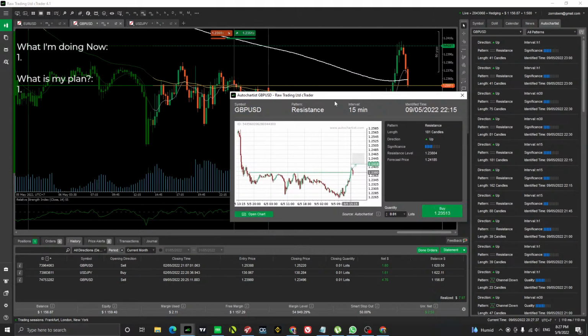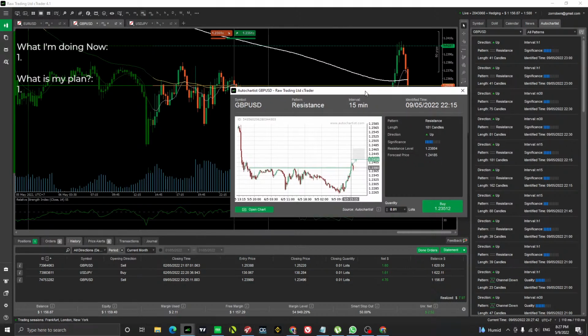So I'm looking at my window here. You can see from my screen that I opened auto chartist. You can see in the 15-minute, the identified time was 10 o'clock, which is the auto chartist server time. So I have to figure out what time it is. For me in Thailand, right now it is 8:28 p.m. because it's Bangkok time.